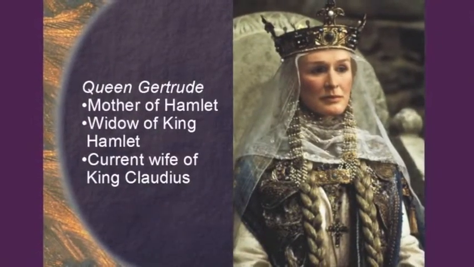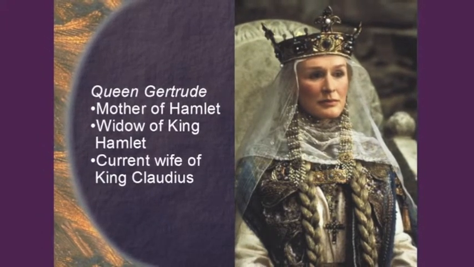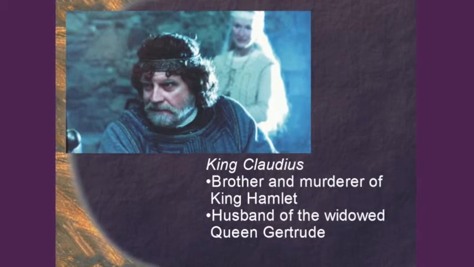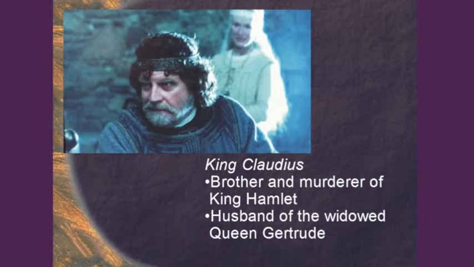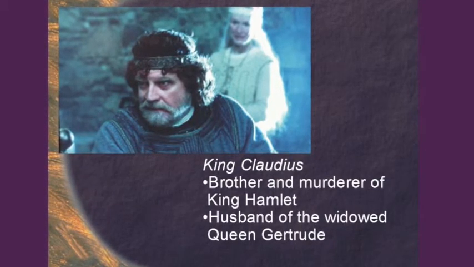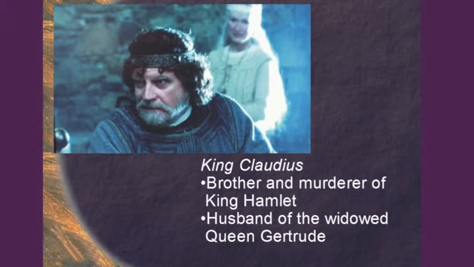Queen Gertrude is the mother of Hamlet, the widow of King Hamlet and the current wife of King Claudius. Claudius is the brother of King Hamlet and the current husband of King Hamlet's wife, Gertrude. Although brothers, Claudius murdered King Hamlet by pouring poison in his ear while he was sleeping in the garden.